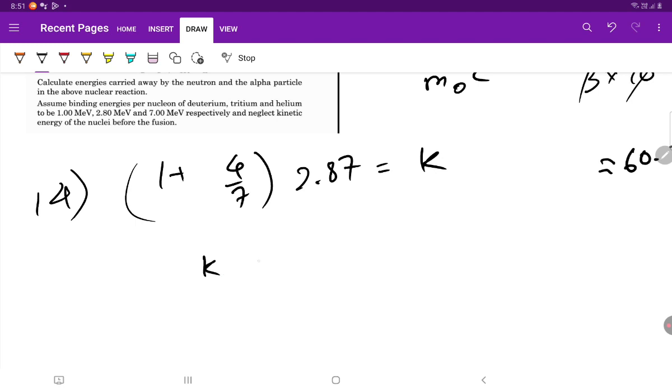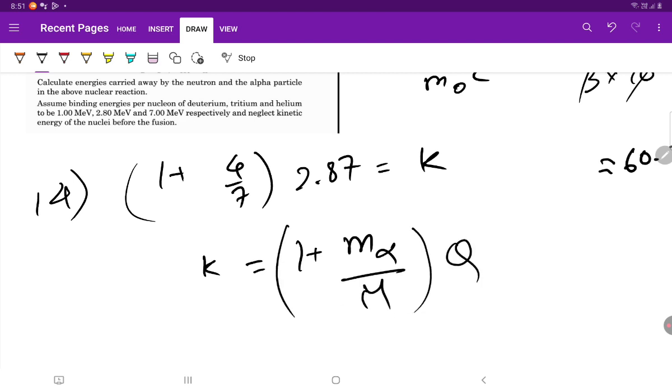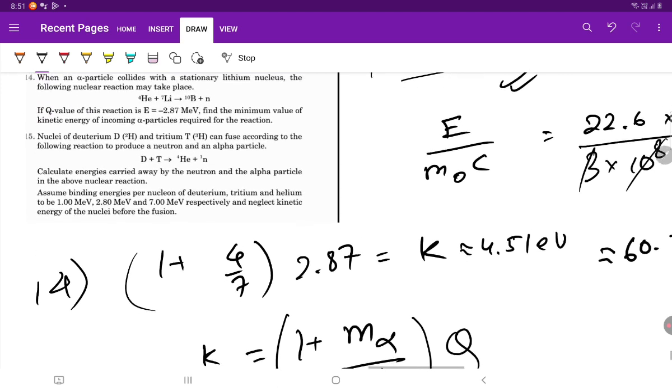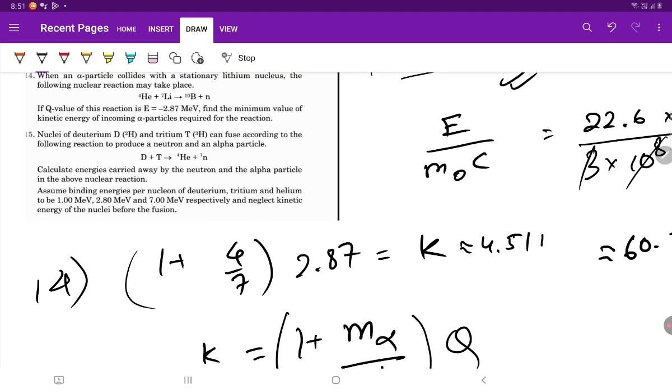The kinetic energy required is more, so it will be multiplied by a factor of the mass of the targeting nucleus, here the alpha particle, upon the mass of the targeted nucleus, into the Q value, and that will be the answer. So you will get 11 divided by 7 into 2.87, and the final answer will come out to be 4.51 mega electron volts. That's the answer to question number 14 according to me. Let me check it once. Yeah, that's the answer.